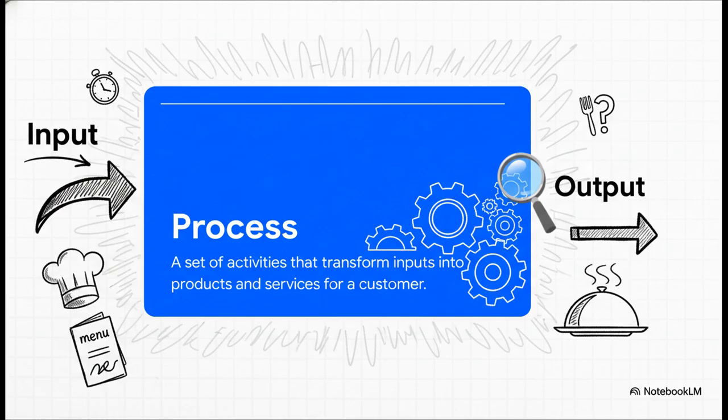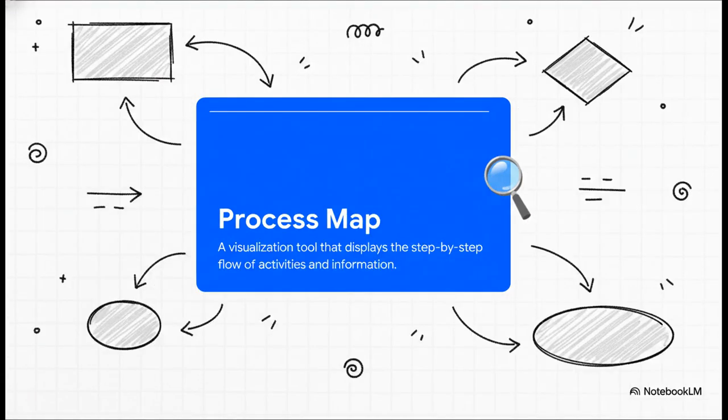The input, that's the customer's order. The process is, well, everything. The chopping, the cooking, the plating, and the output, the delicious meal that lands on the table. Simple as that. And that's where a process map comes in. It's also called a flowchart, and it's the tool that makes that entire flow, from the order to the meal, totally visible. It just takes all those separate steps and lays them out visually, so you get this crystal clear picture of how everything gets done, from A to Z.